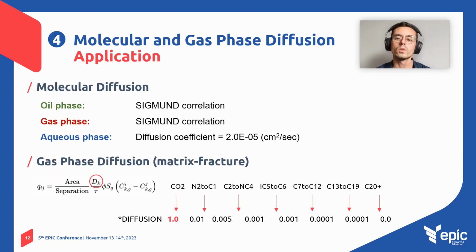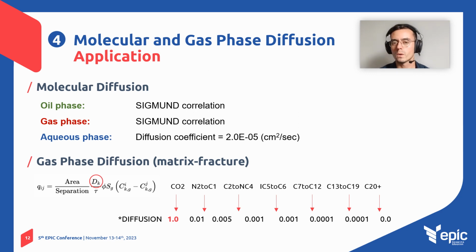Now, what about molecular and gas phase diffusion? We have different models that could be used for molecular diffusion in oil phase and gas phase, and instead of using a model, we could also input the diffusion coefficient. So I used the Sigmund correlation for oil and gas phase, and I input the diffusion coefficient in the aqueous phase.